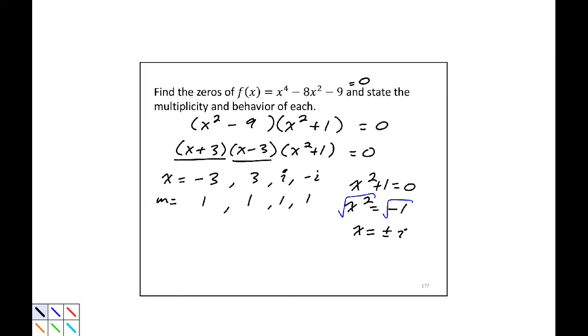But if you notice, you add the multiplicities up, 1 plus 1 plus 1 plus 1, that's 4, which is the degree of the original function. So those imaginary roots actually do play a role. They just aren't very useful for graphing.